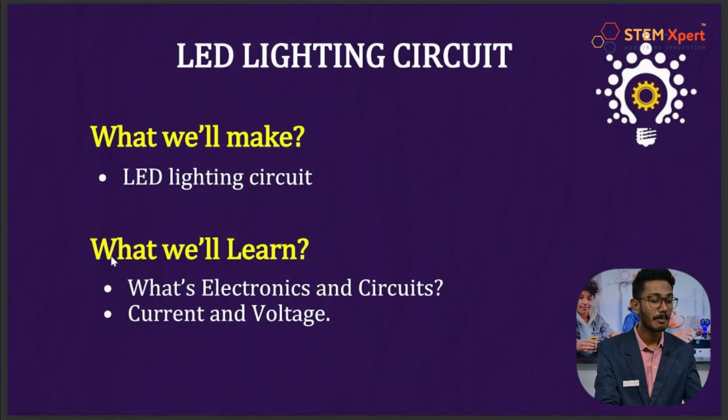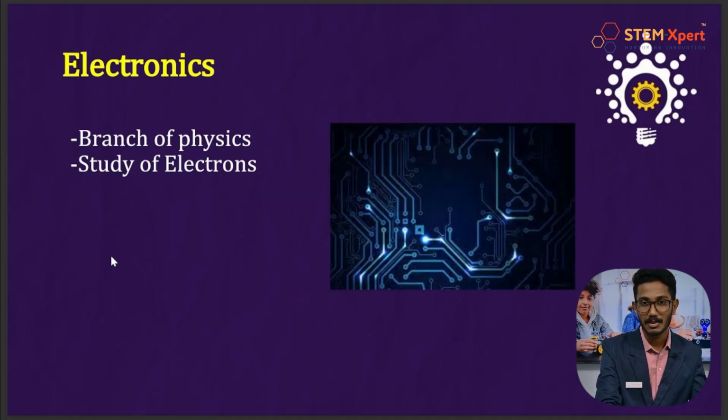In this session, we will make an LED lighting circuit so that we learn the concepts of circuit, current, voltage and electronics. So do you have any idea what electronics is? No issues, I am here with you. In our daily life, we are using different gadgets like smartphones, refrigerators, etc. Right? So give more examples. Exactly. These are all part of electronics. So we can say electronics is a branch of physics that deals with the study of electrons.